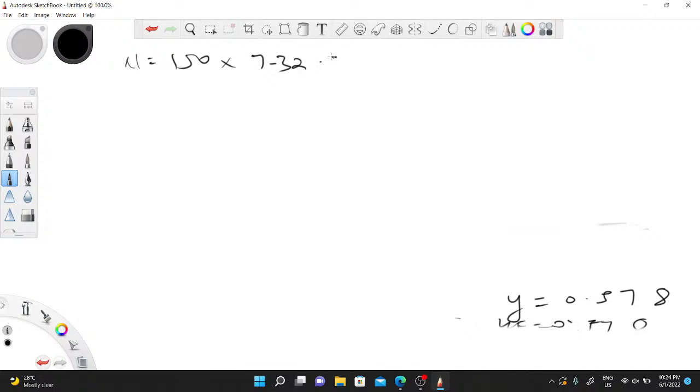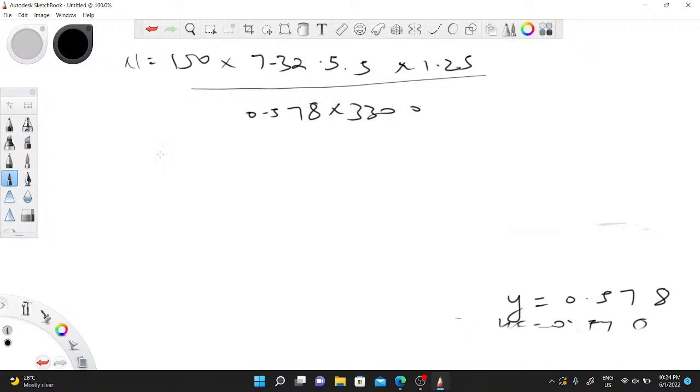7.32 by 5.5 times MF 1.25 all over UF, 0.578 times 3300. That will give us 3.95, approximately 4 lamps. Then you give your reason: you need high illumination in the living room because it may be used for reading and other primary life activities. Okay, sure. So now we have the number of lamps.